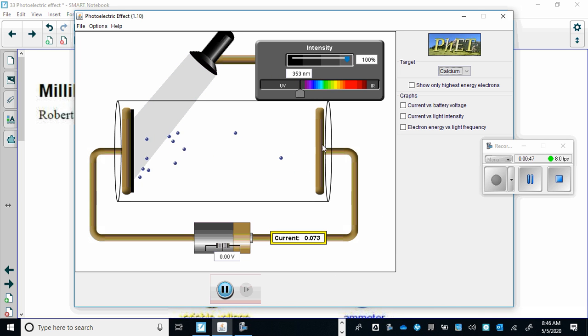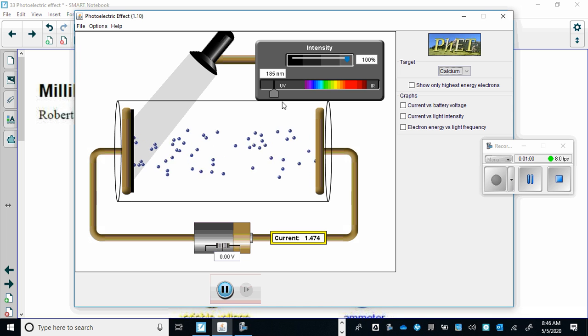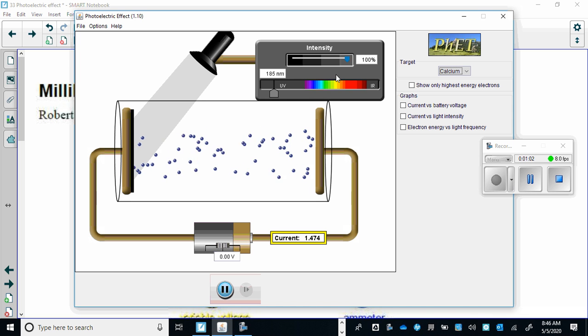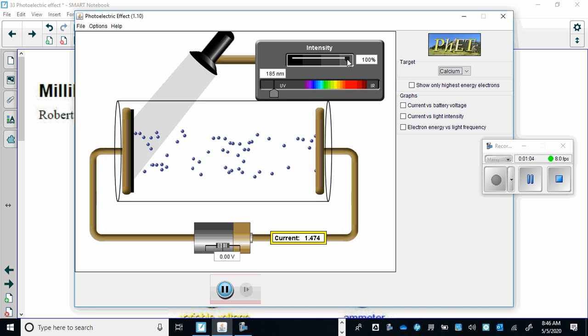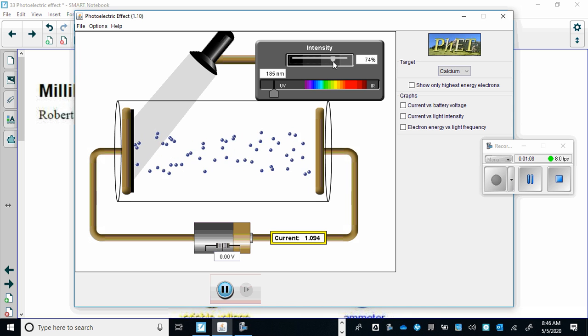Now let's deal with this electric circuit here. You can see that the current is presently reading 0.073. Let's increase it so we get a lot of activity. There we go. So now we have a current of 1.474. What I'm going to do is decrease the intensity of the light, and we'll see what happens.